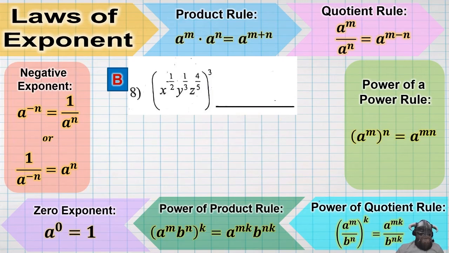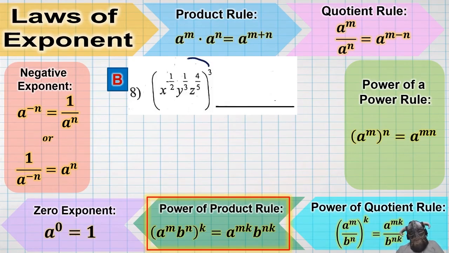Okay, next, let's go to number 8. So we have here the given x raised to negative 1 half times y raised to 1/3 times z raised to 4 over 5, quantity raised to 3. So dito, makita natin ang gagamitin natin ay power of a product rule. We'll have to distribute these 3 for each of the exponent inside.